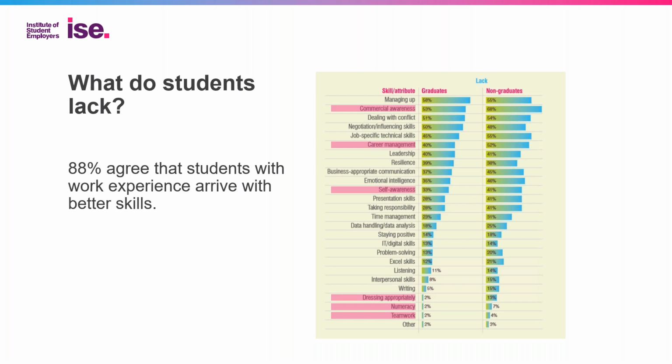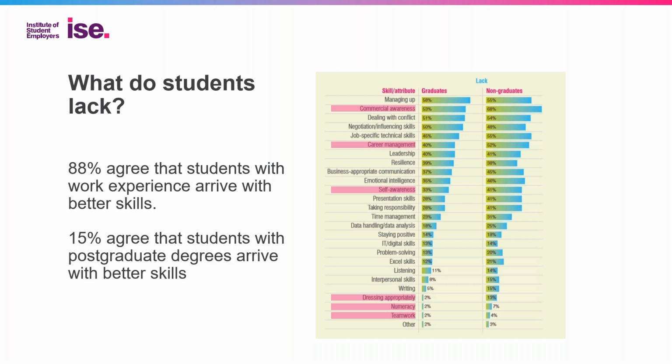But 88% agreed that students with work experience arrived with better skills. So although the qualification level is important, actually work experience is also very, very important. And that's really emphasized by the fact that while the overwhelming majority liked students with more work experience, a pretty small minority cared about postgraduate degrees.